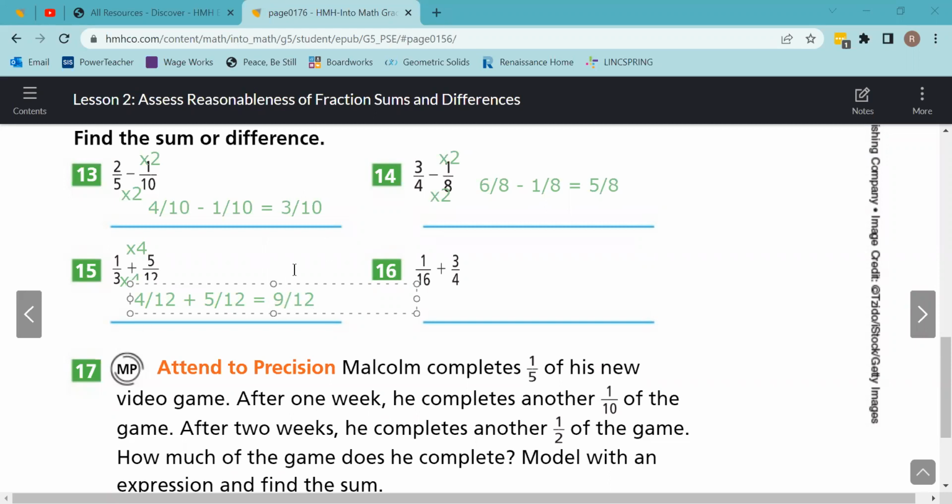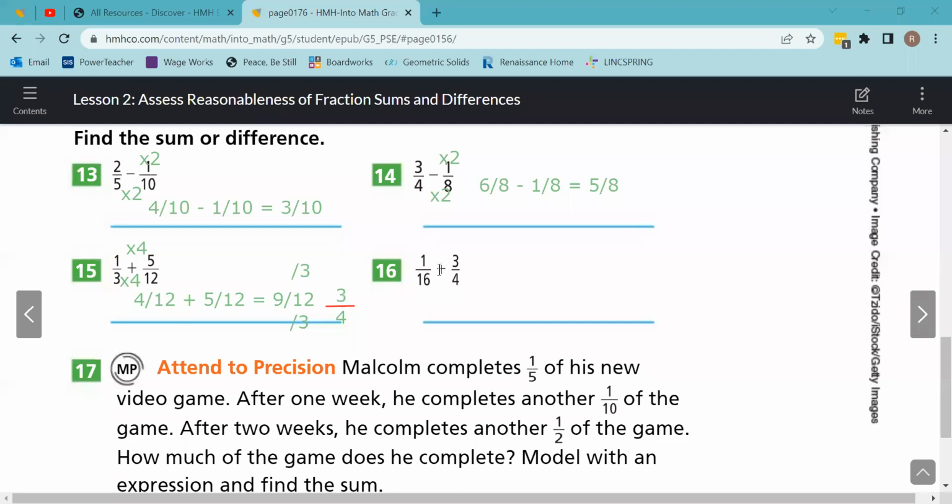Be careful here. 9 you can divide by 3. I'm going to put the slash. Divide by 3 for the 12. 9 divided by 3 is 3. And you have it over 12 divided by 3, which is 4. So number 15, your simplified answer is 3/4.